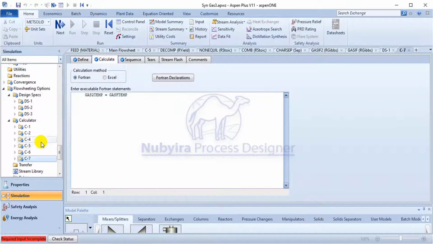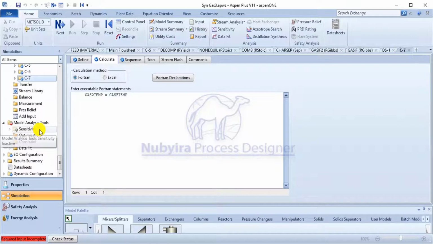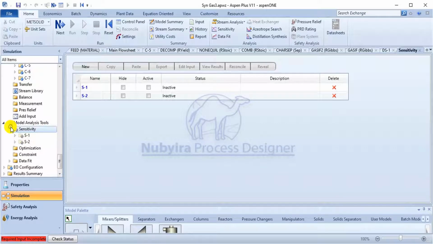So moving from there, I think we can now start with the sensitivity analysis. I've created two sensitivities, but they are not completed yet.